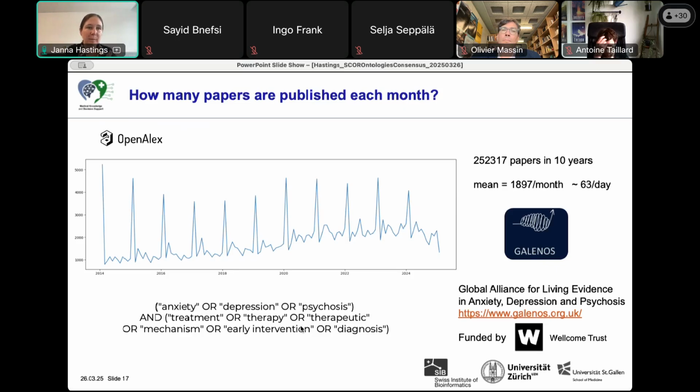This is the topic area of the project. And then various other parts of the query which are looking for a focus on a treatment or a therapeutic or a mechanism or early intervention or diagnosis. So these are the things that this project is interested in. And here you see that over this period of 10 years, this query returned 252,000 papers. And that means that on average, you're looking at 63 per day.